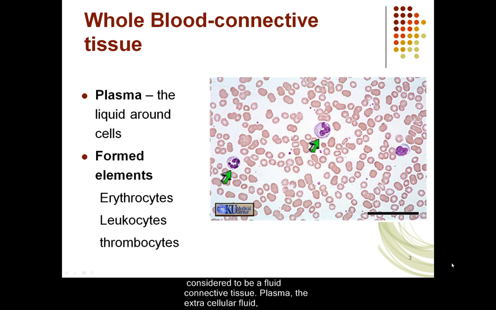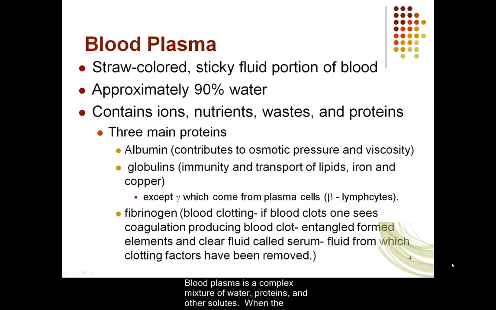Plasma, the extracellular fluid, consists of water and dissolved glucose, plasma proteins, amino acids, fatty acids, hormones, electrolytes, and waste products. The formed elements that float within the plasma are erythrocytes, or red blood cells, leukocytes, or white blood cells, and platelets, called thrombocytes. Plasma is 55% of the whole blood volume, and the formed elements, red blood cells, white blood cells, and thrombocytes, are 45%.